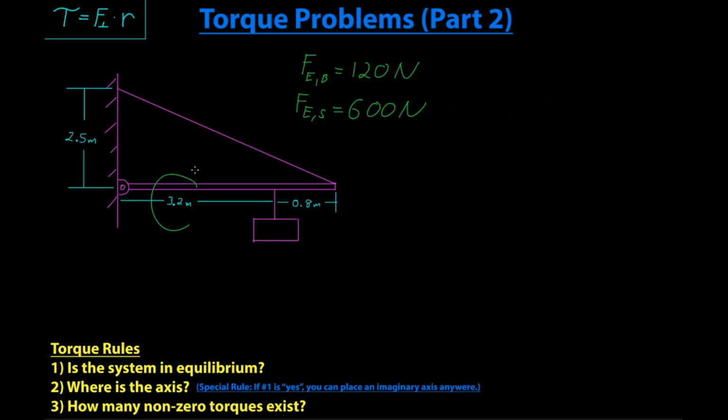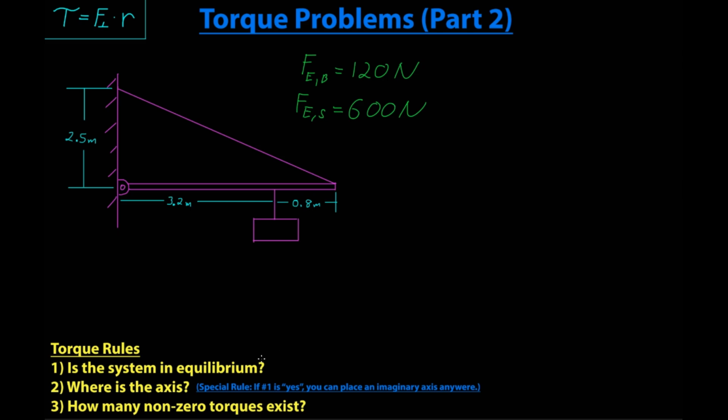I have my measurements: 3.2 meters from the wall to the string that holds the sign, and another 0.8 meters from there to the edge of the bar. This is important because the string that attaches to the wall is also at the edge of the bar. And from the hinge, the string is attached 2.5 meters above the hinge. So you may have noticed you have a nice clean right triangle here, which we are going to make use of. Now, let's go to answering my torque questions.